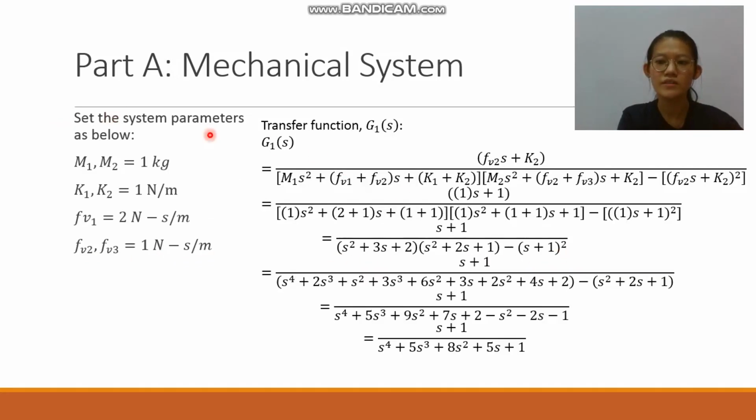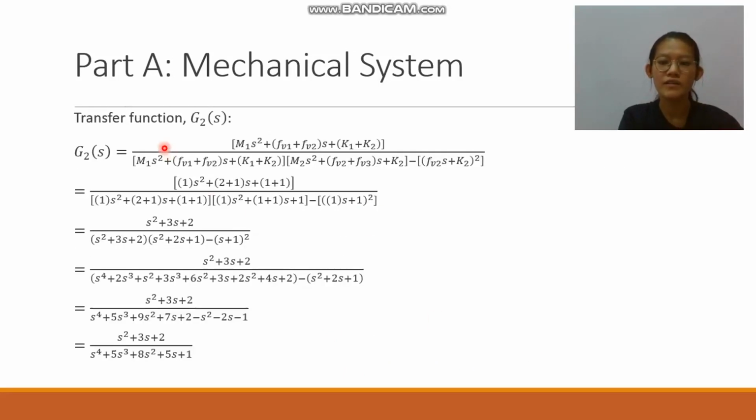Then we will set the system parameters as below. M1 and M2 equal 1, K1 and K2 equal 1, FV1 equal 2, and FV3 and FV2 equal 1. By substituting the parameters into the transfer function G1(s), we get the equation as s plus 1 divided by s^4 plus 5s^3 plus 8s^2 plus 5s plus 1.